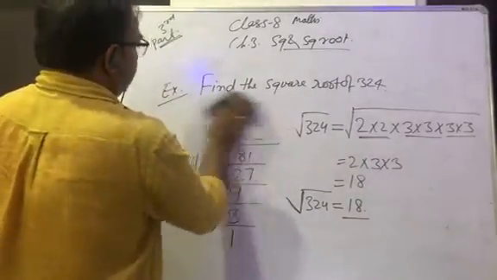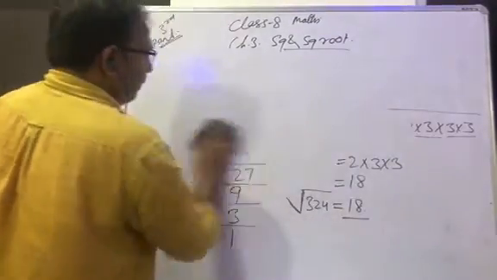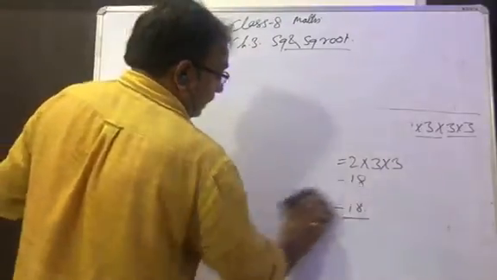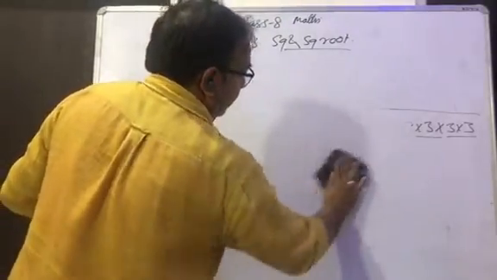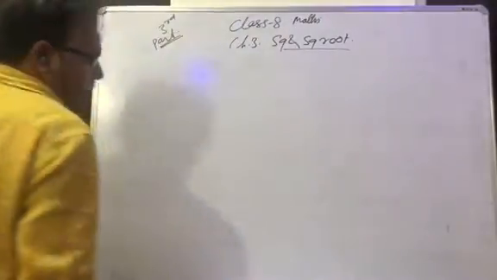So under root 324 is equal to 18. Let us check one more example about this, and then we can check the questions from the exercise also. Is there any different example? Then I will explain about that.